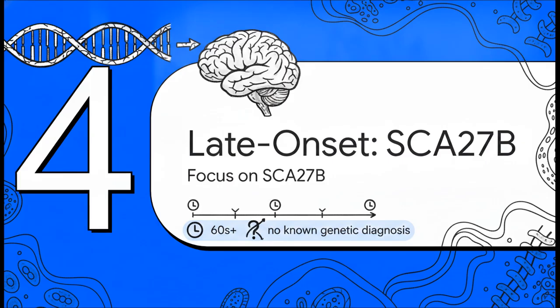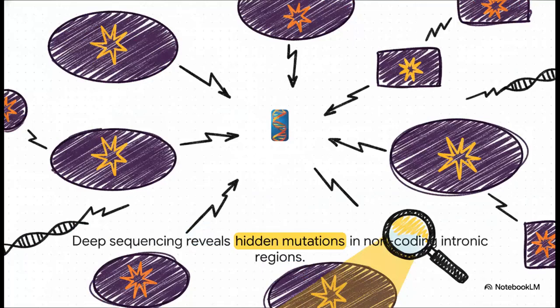Okay, Section 4, Late Onset Ataxia. Specifically, we're looking at SCA27B, which represents an incredible turning point in how we understand these disorders. For decades, if a patient developed chronic ataxia in their 60s, they often just left the clinic without a genetic diagnosis. Traditional sequencing mostly focused on the exons, the protein-coding parts of our DNA. But by looking deeper into the non-coding regions, the dark matter of the DNA helix, researchers stumbled upon hidden intronic mutations that those older sequencing methods completely missed.